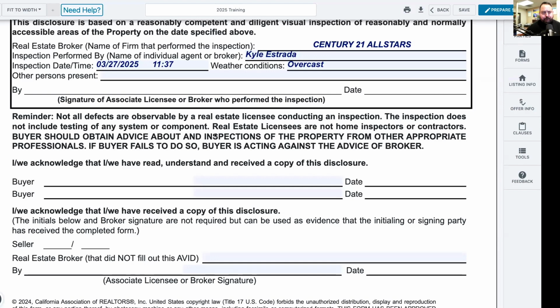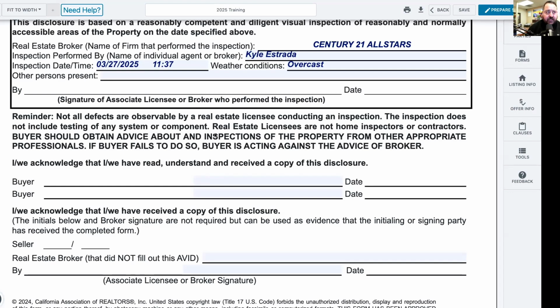So my suggestion is, whether you be buyer or listing agent, that you find a way to complete your AVID within 7 days of acceptance. Now, if I'm a listing agent, guess what should have happened already? My AVID should have been done prior to even marketing the property, like the rest of my disclosures.